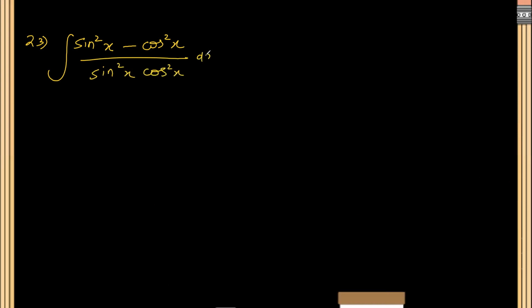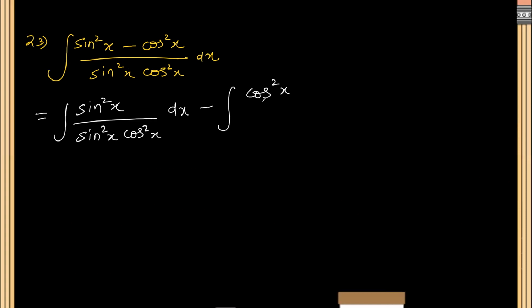Now, question number 23. Integral of sine square x minus cos square x, the whole by sine square x into cos square x dx. We try to separate this as two integrals. This can be written as integral of sine square x by sine square x cos square x dx minus integral of cos square x by sine square x cos square x dx.